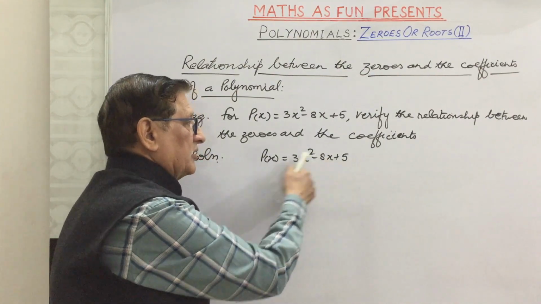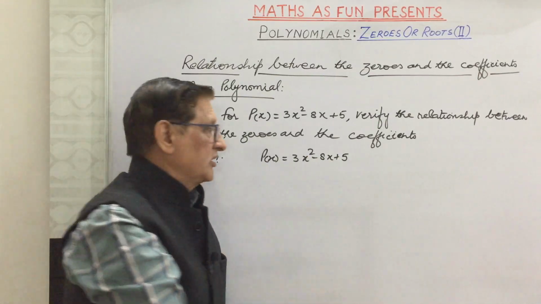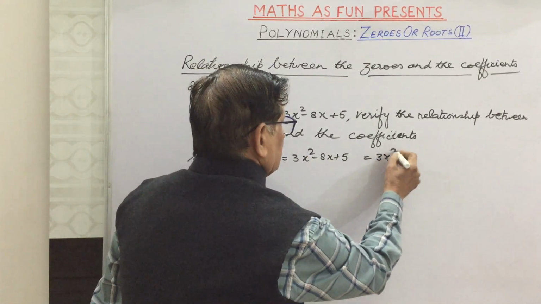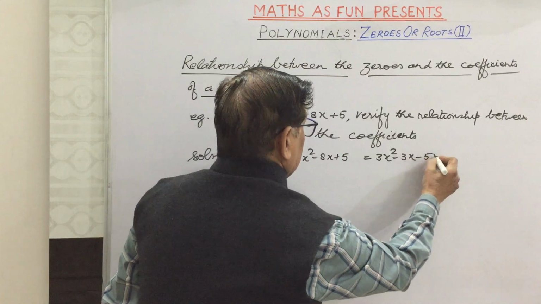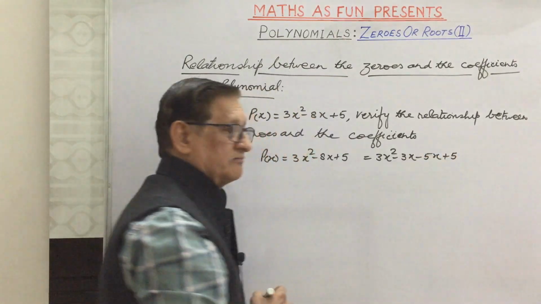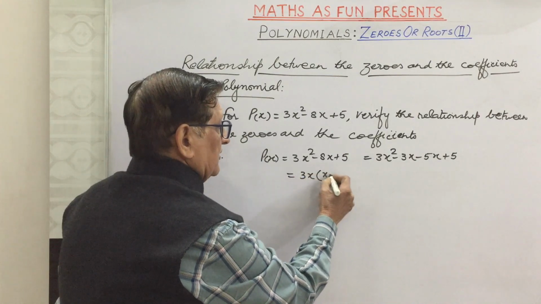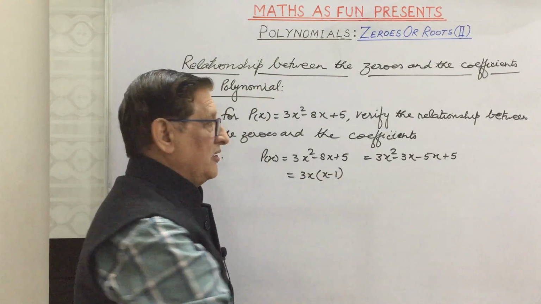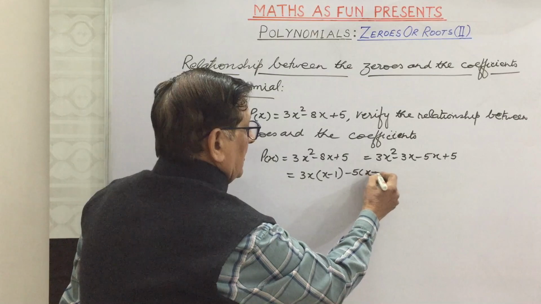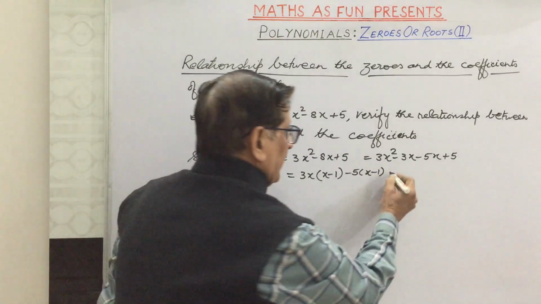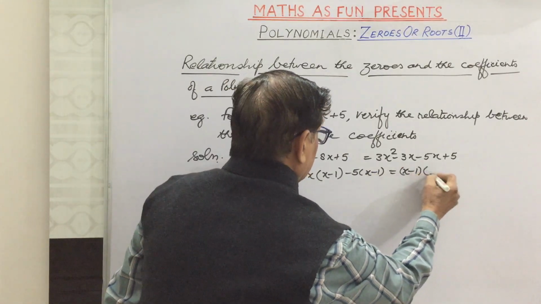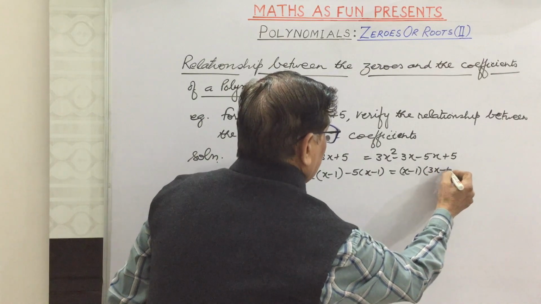3 into 5 is 15, and 3 and 5 make 8. So we can write this as 3x square minus 3x minus 5x plus 5. And we are getting here 3x common, x minus 1. Minus 5 common, x minus 1. So the factors of this we are getting are x minus 1 into 3x minus 5.